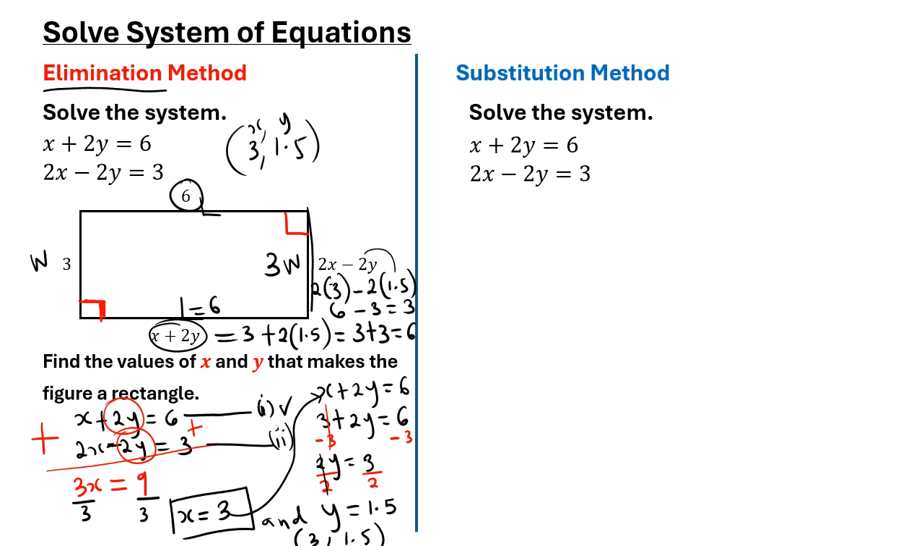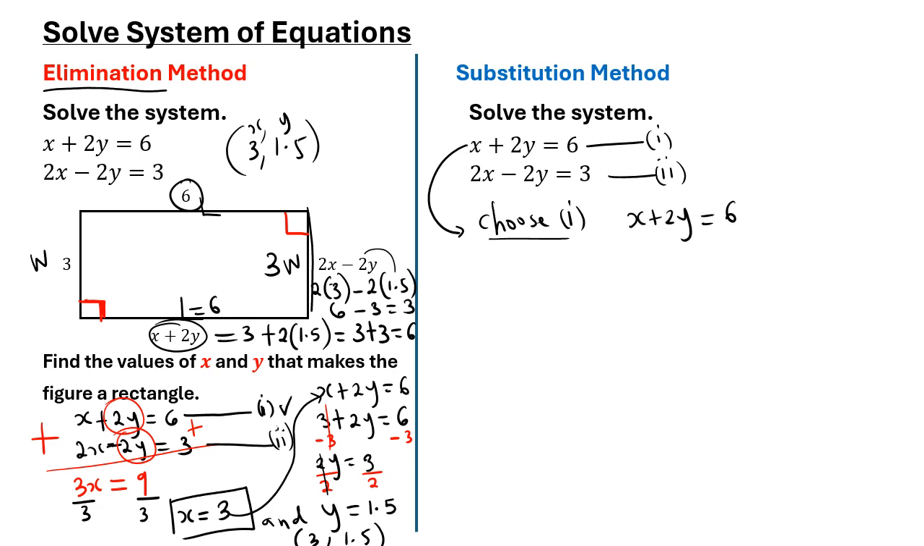substitution method. So substitution method is a little different than elimination. So for substitution method, the first step is to choose one of the equations that you like. So I like equation 1, so I'm going to choose equation 1 and then try to isolate one of the variables, because there are 2 variables right there. So the equation 1 is x plus 2y equal to 6.